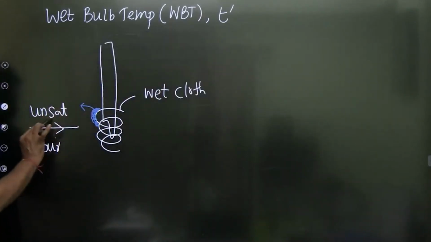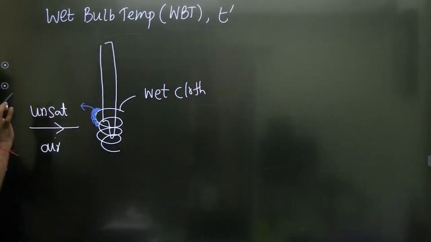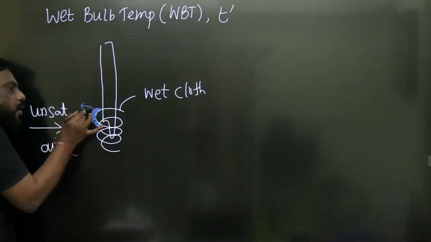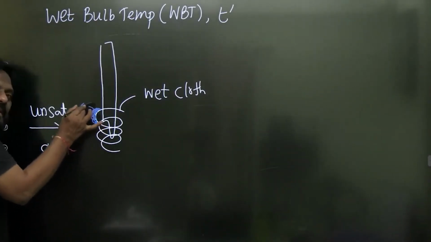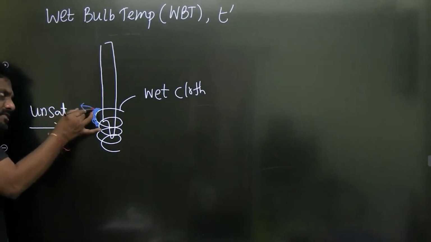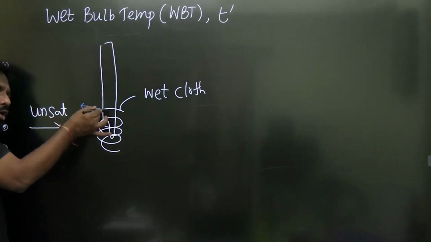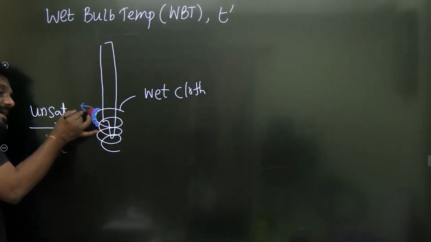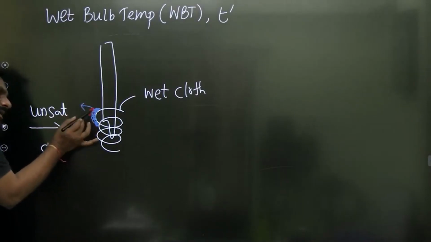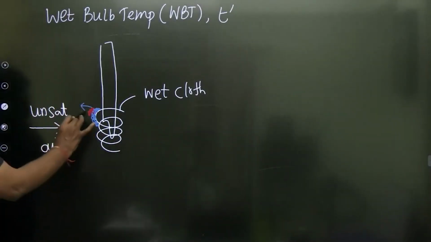Now look. Air is entering. What happens? I'll tell you. The blue I am showing is completely water. Now the red one I am showing is also water, the water which is on the cotton cloth. This is also water, but where is this water? On the surface. Don't get confused. This blue one is water, and the red one is also water, but the red one is at the surface.